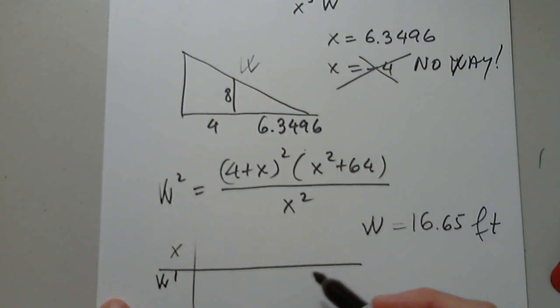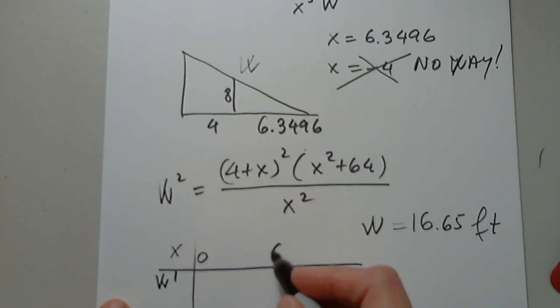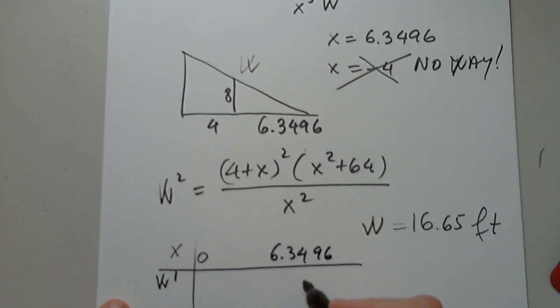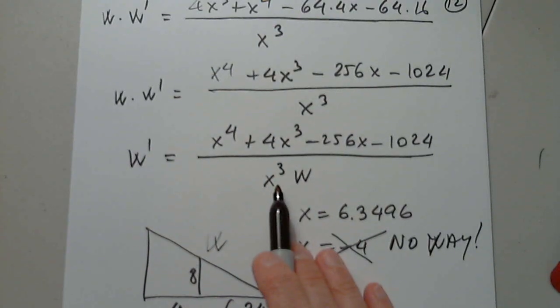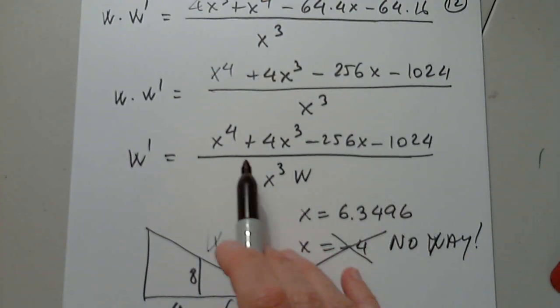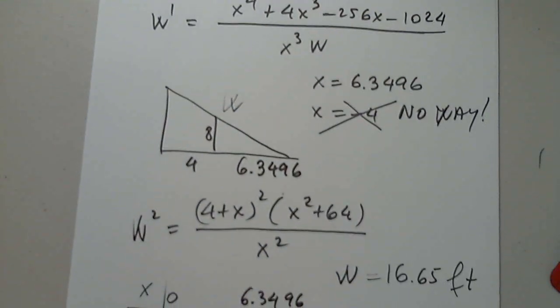W prime. So 0, 6.3496, 0. Where is my W prime? This is always positive. I have no idea what this is, but this is 0, 0, so it's negative and positive. So this gives a minimum.